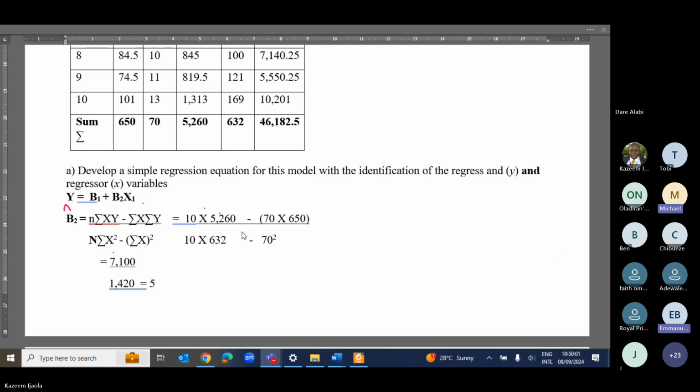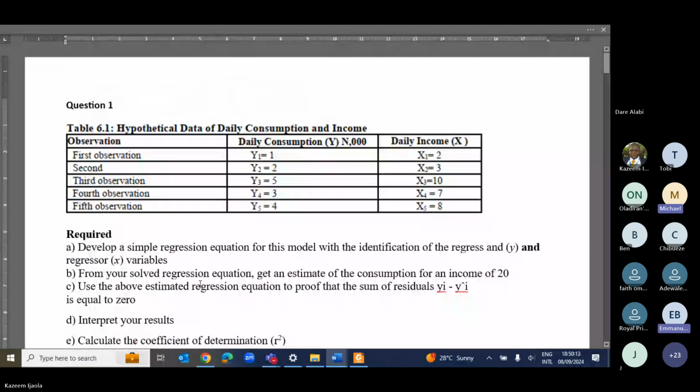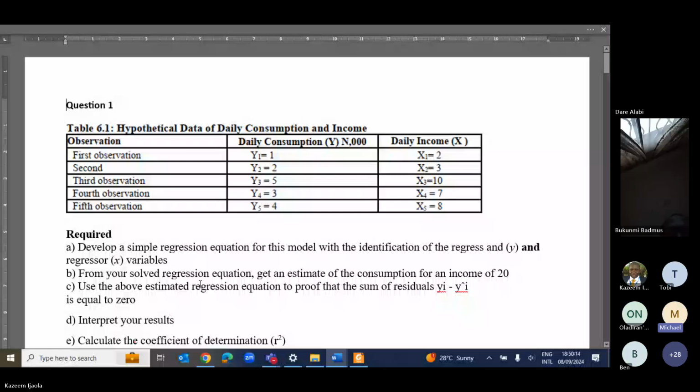Okay. Yes. So let's go to the first question, please. The first one we did. Okay, yes, the first question. Thank you. All right. So this is the first question. So how do we solve this using our calculator?